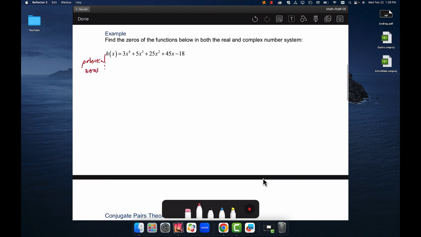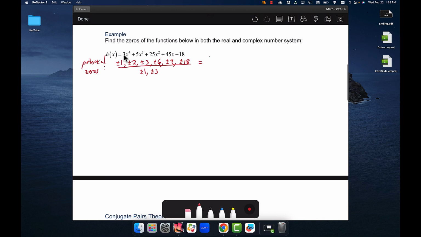To find the potential zeros, we look at factors of the constant, in this case 18. Factors of the constant 18 are 1, 2, -3, +3, then we get 6, 9, and 18. And then we divide by the factors of the lead coefficient 3. So we get 1 and 3. Then we'll list out all of the possibilities.